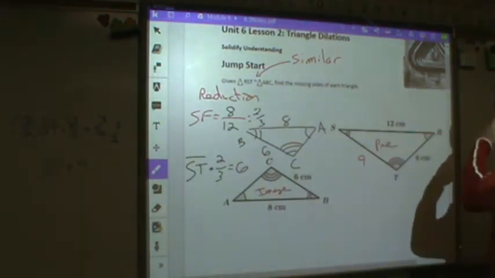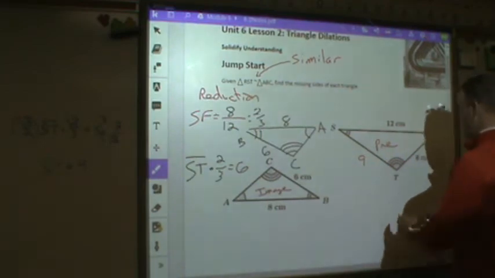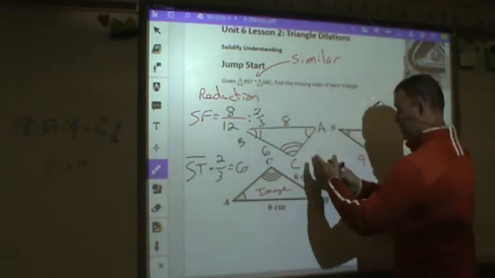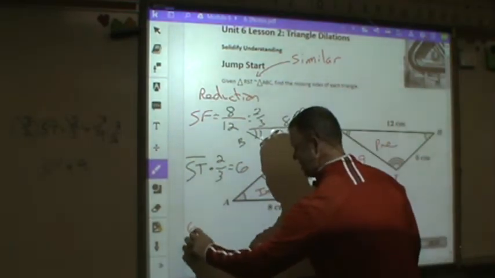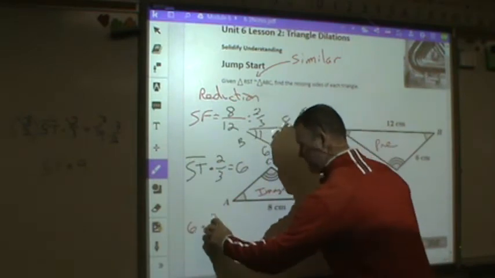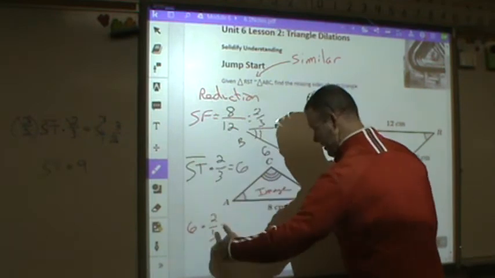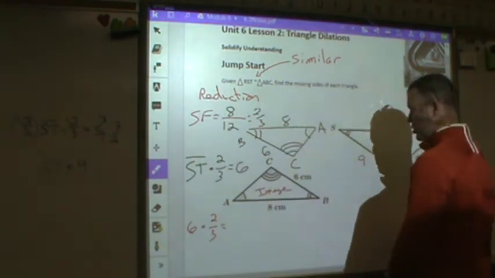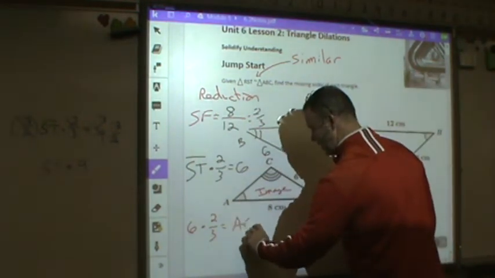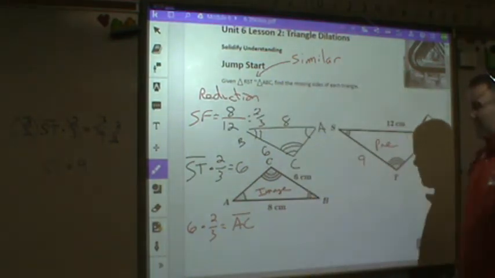Now we get to create one more. I gotta find AC, but remember, you go from the pre-image to the image. So over here, I'm gonna say 6 times my scale factor, which is 2/3. This always works. Pre-image times my scale factor should equal the image. The image is AC, because it's not labeled XY.